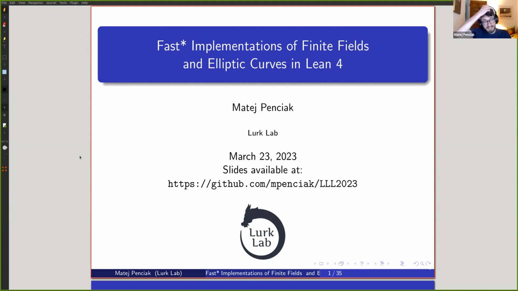As Kevin said, I'm going to be talking about fast, with an asterisk, implementations of finite fields and elliptic curves in Lean 4. If you want to follow along, I've included a link to my slides over on GitHub. So if you get bored or you want to look ahead, you can look at the slides. Also on the repository, I included an annotated .bib file. So for any of the references that I have at the end of the slides, you can go over there and see what comments I have about the different references.